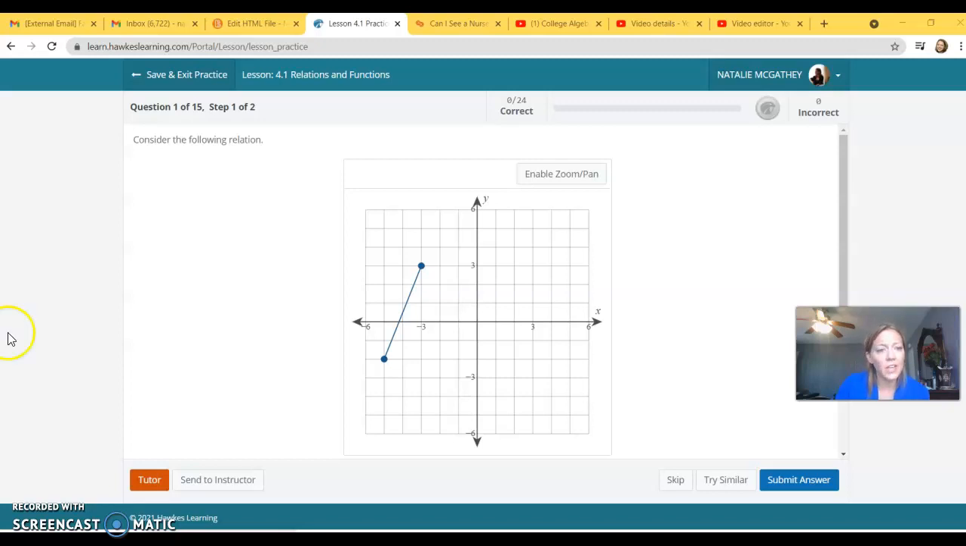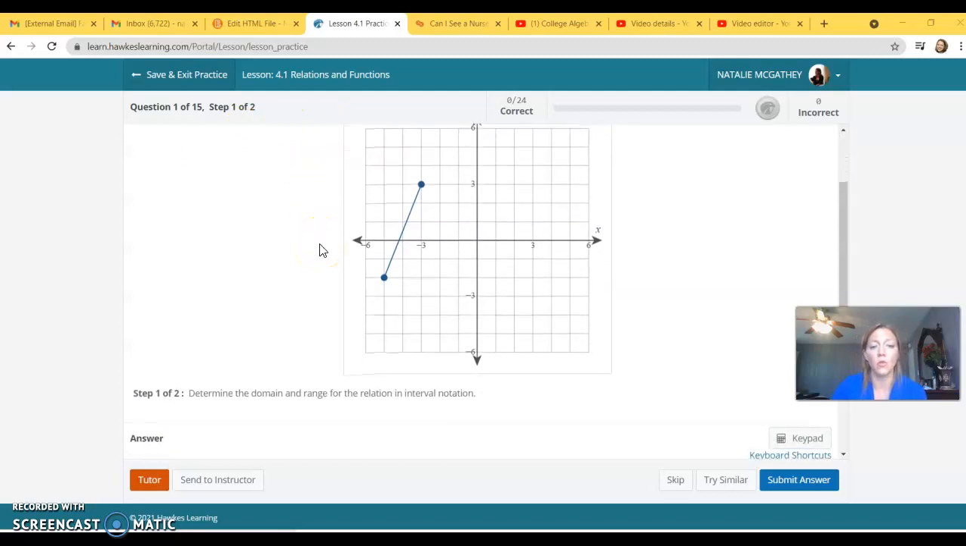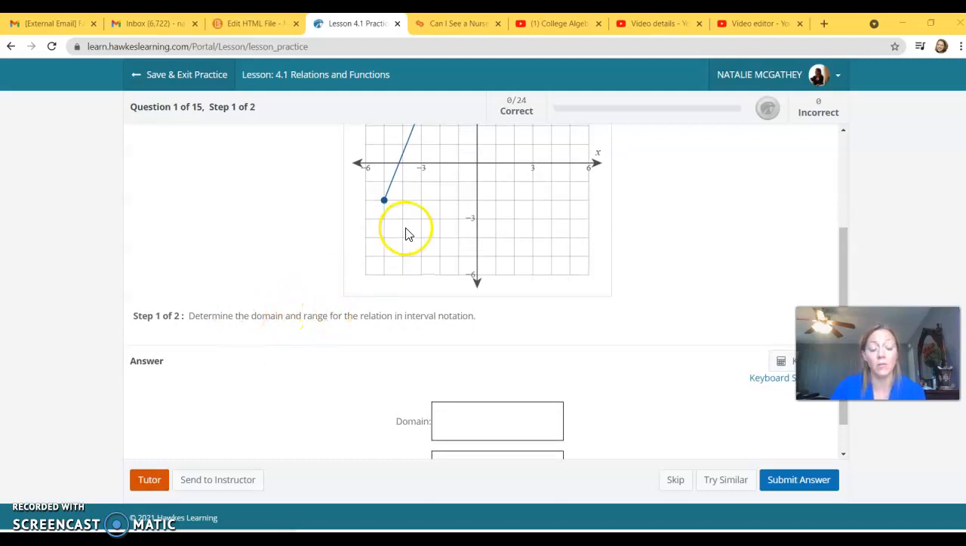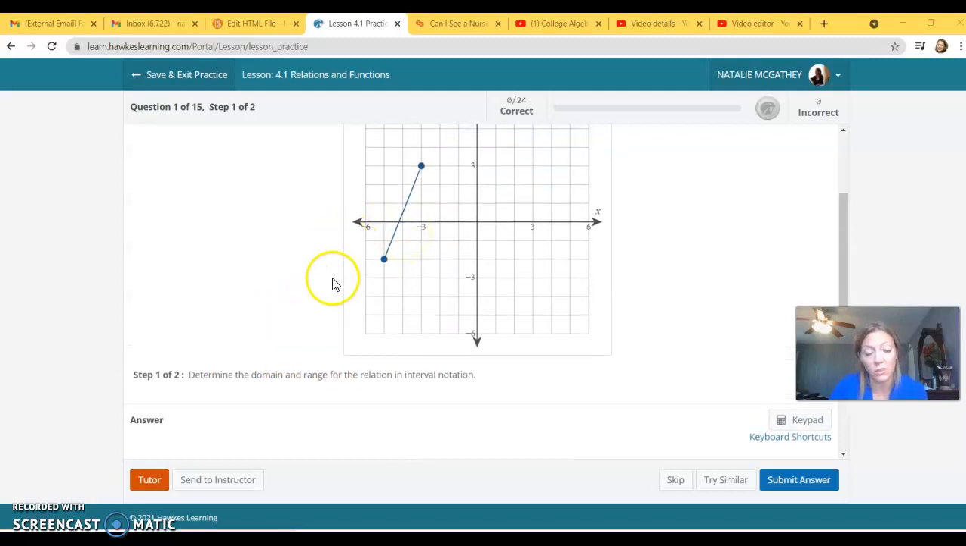Now let's look at your homework together. There are 15 questions in this problem set on section 4.1, and some of these questions have multiple parts. So you'll be looking at some graphs, and you'll be asked about the domain and range. For this one, let's just walk through it.